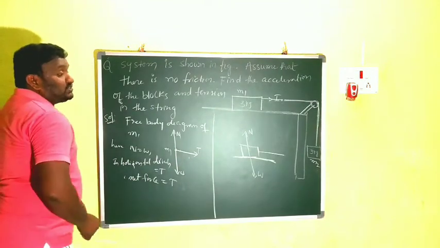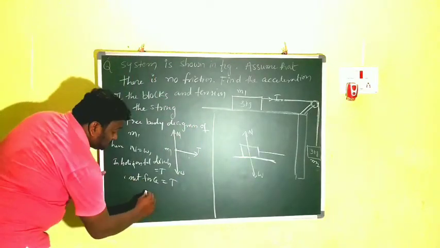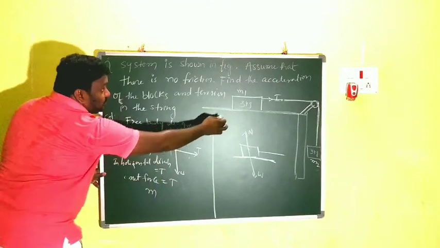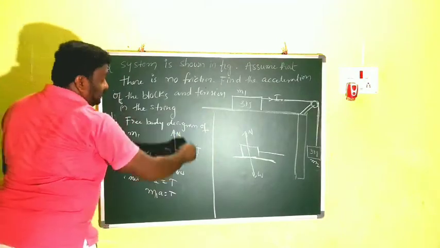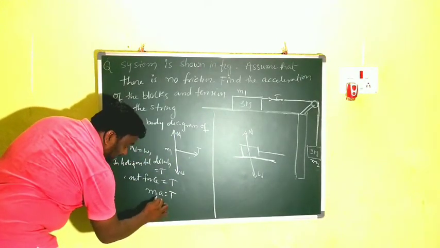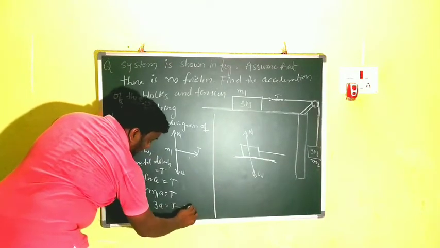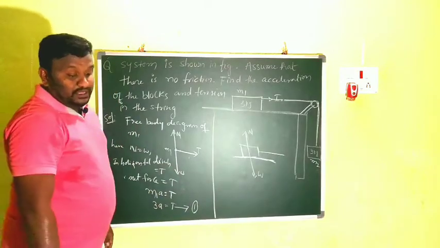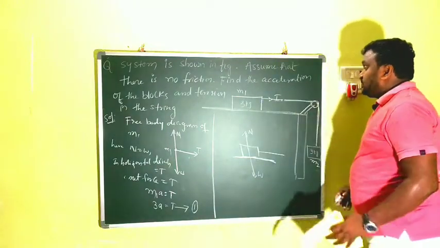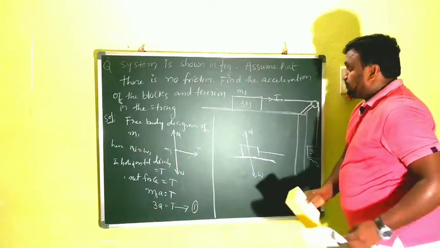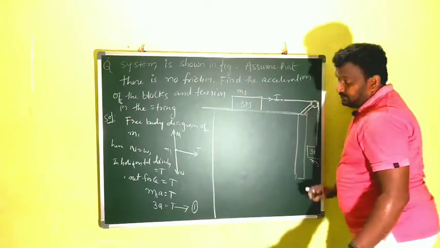But according to Newton's second law of motion, F is equal to ma. Here net force means I am writing ma, where m means m1. That's why I am writing m1a is equal to T. And what is m1? It is 3. That's why I am writing 3a is equal to T. Equation number 1. So this is about the first one. Clear, children? This is about the first diagram. And now we go for the second one. Clear?